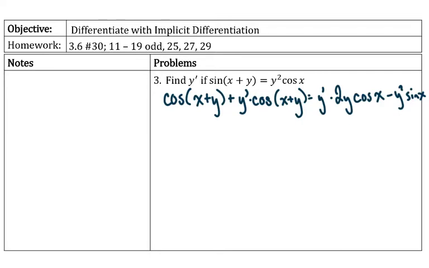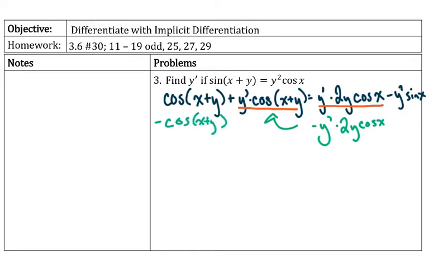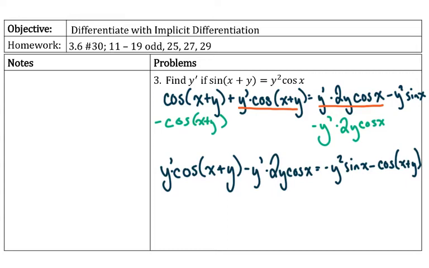So the next thing I want to do is I want to get my y prime terms on the same side. So I'm going to subtract the y prime term from this side to get these two together, and then I'm going to subtract away the cosine of x plus y to the other side so that I have a y prime side and a non-y prime side. So now we have our y prime terms on the same side, and now I'm going to factor out y prime by itself times cosine of x plus y minus 2y cosine of x.